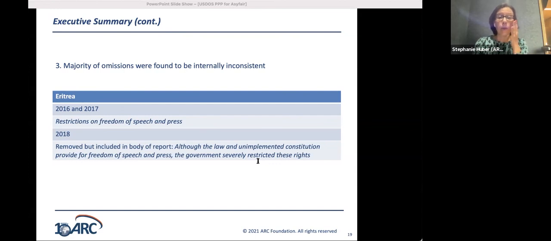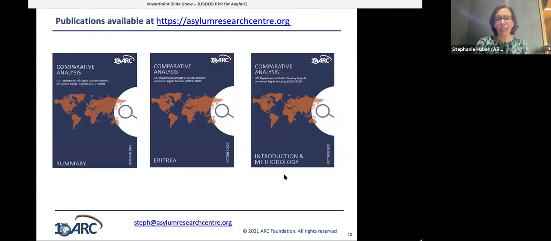So we therefore believe that caution really needs to be exercised when using the US Department of State reports, and that this should always be corroborated by other available sources. So in case you haven't seen them already, on our website, you can find a summary report, which contains the overarching key findings and key observations per country.